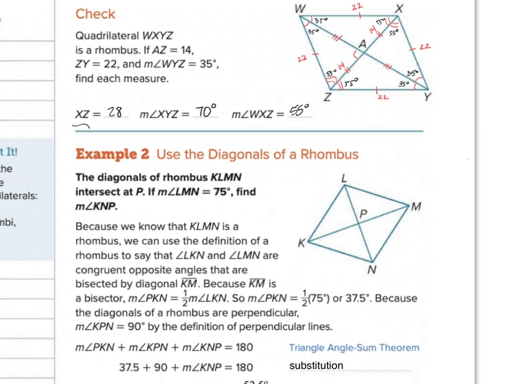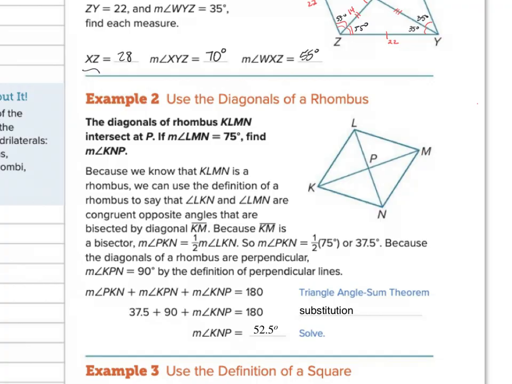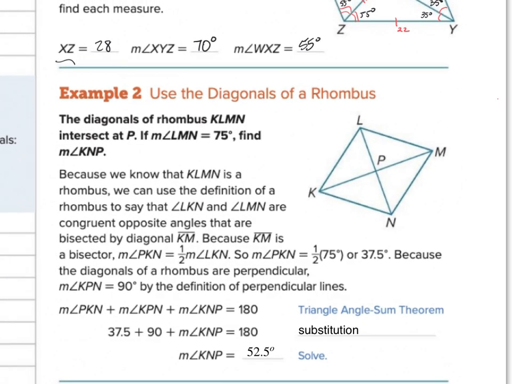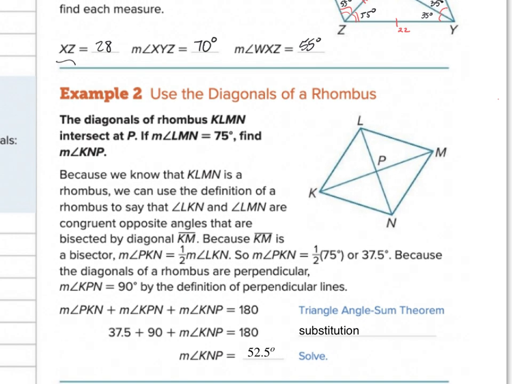Okay, using the diagonals of a rhombus. Let's see what happens. The diagonals of a rhombus KLMN, KL... I mean, diagonals KM and LN, intersect at P, great. And then angle LMN, this entire angle right here, is 75.